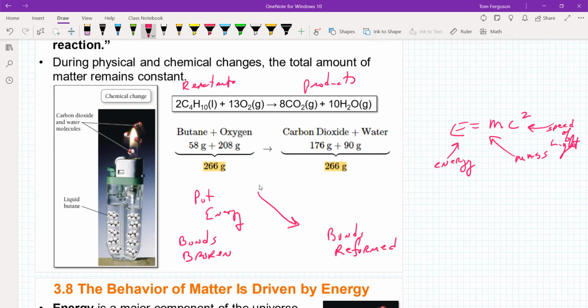okay, so the butane looks like this. Got 4 carbons, oxygen looks like this. So those carbon-carbon bonds and carbon-hydrogen bonds are going to be broken. And then they move over here to form new bonds. And the aggregate of reactant bonds that are broken have higher potential energy than the aggregate of the product bonds reformed. So there's a net loss of potential energy.